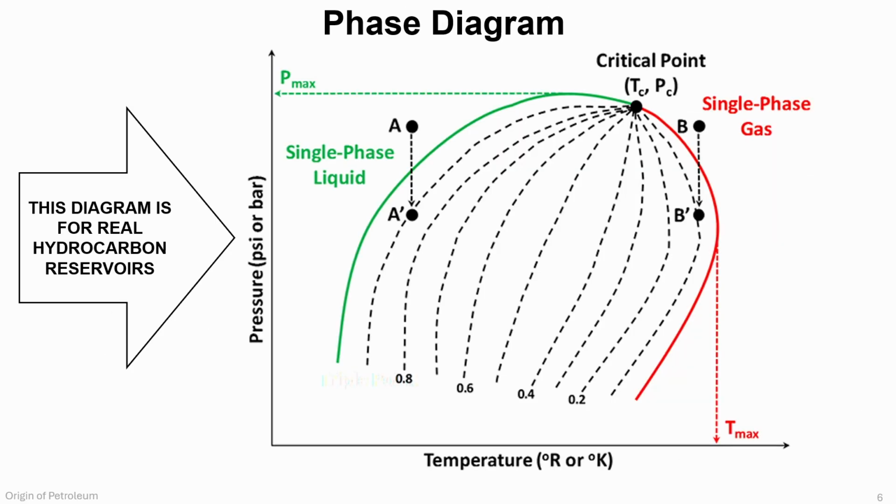Here we see the phase diagram for a real hydrocarbon reservoir, which is much more complex than a single component system. Important features include the bubble point locus, the dew point locus, the quality lines, the cricondenbar, and the cricondentherm. These concepts help us understand when gas evolves from oil, when liquid condenses from gas, and how the fluid will behave as reservoir pressure declines.